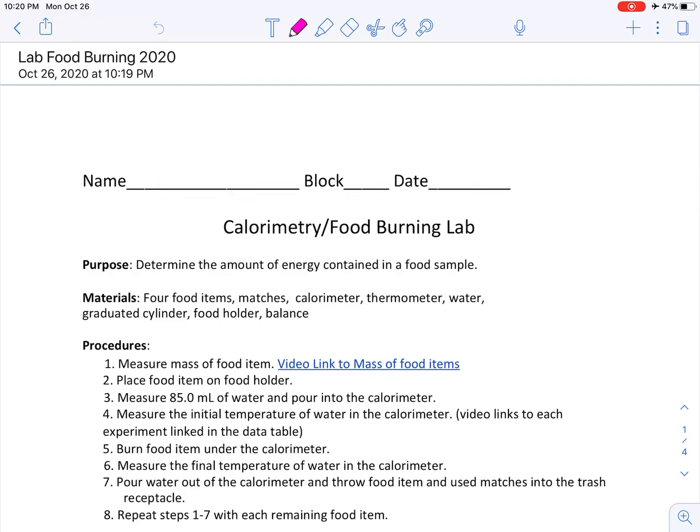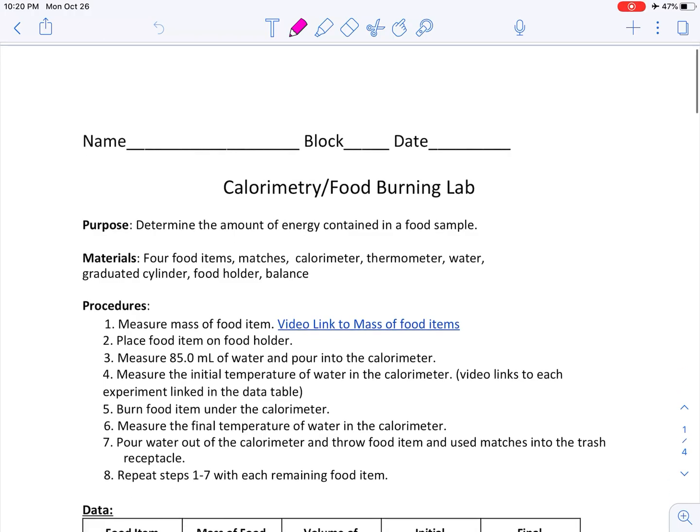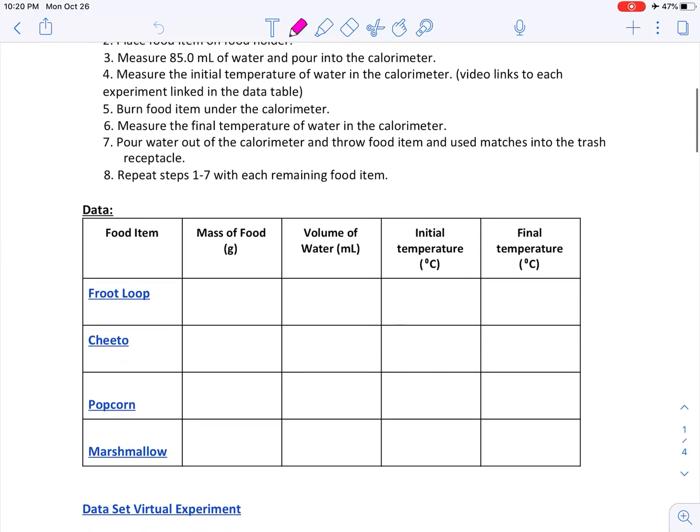Okay, so this is the food burning lab. I'm just going to give you a little bit of a start with some of the problems. I'm not going to actually do any of the problems for you. It's just kind of to get you to start, a jumping off point. So you filled in all this information, of course.